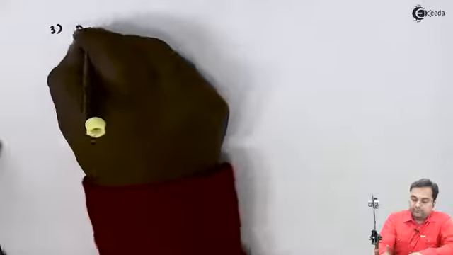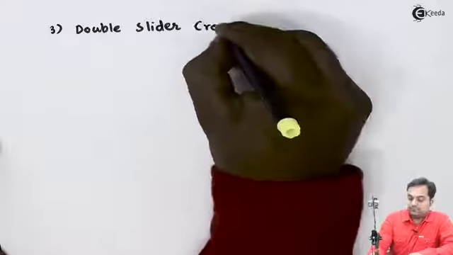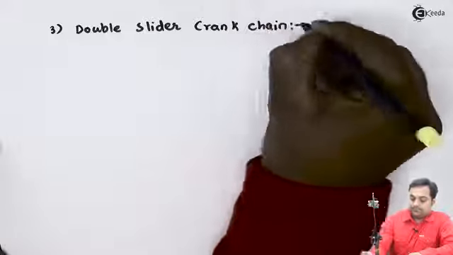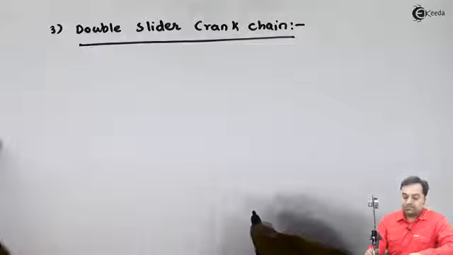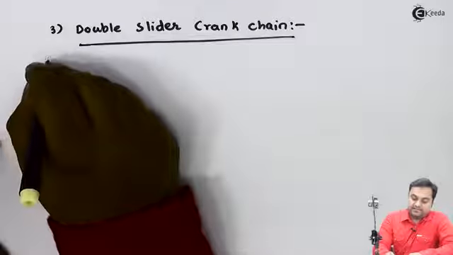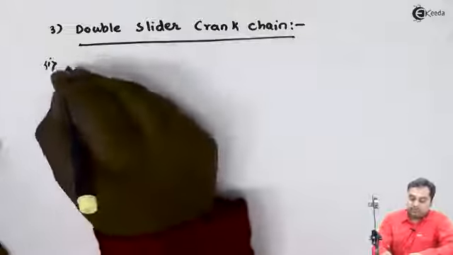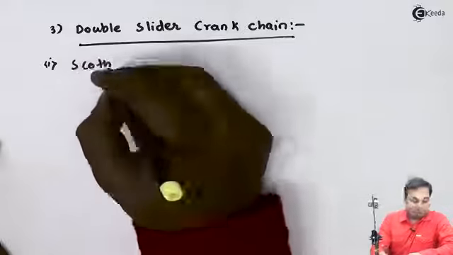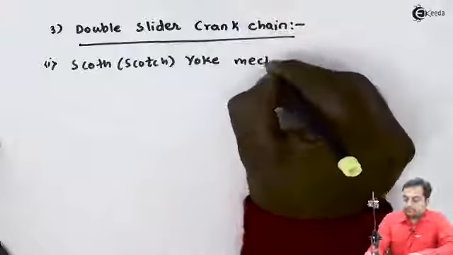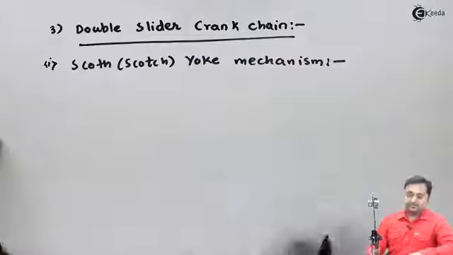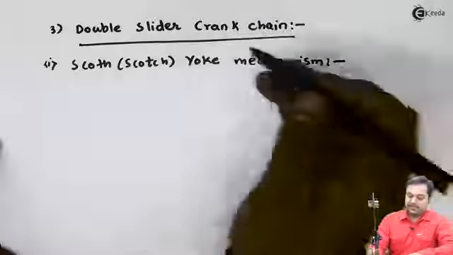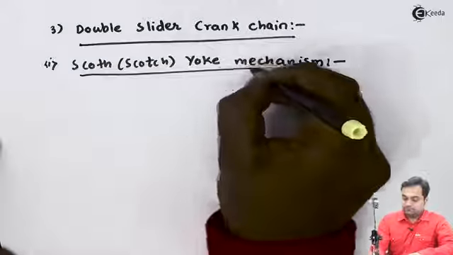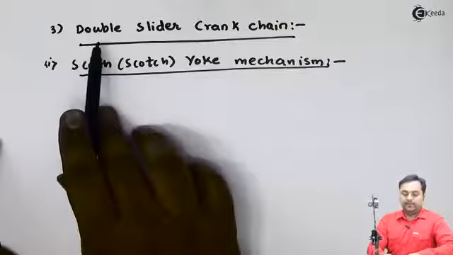Next, let us see what is double slider crank chain. After single slider crank chain, we are moving on to double slider crank chain. In case of double slider crank chain, here I have the mechanism. The first one is called the Scotch yoke mechanism. In Scotch yoke mechanism, I'll first draw the diagram because it is a double slider crank chain. So here we would be having two sliders.